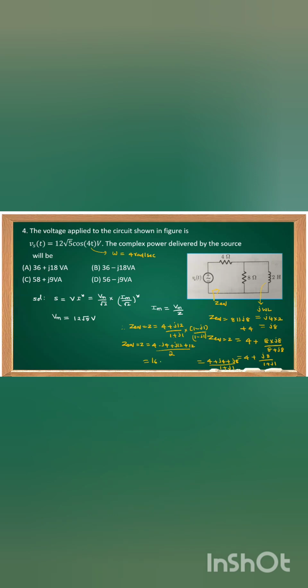16, this is minus j4. This plus j12, that is j8, by 2. We get 8 plus j4. Z equivalent equals 8 plus j4. If Z equivalent equals 8 plus j4, then you have to calculate Im. Im equals Vm by Z, that is 12 root 5 by 8 plus j4.